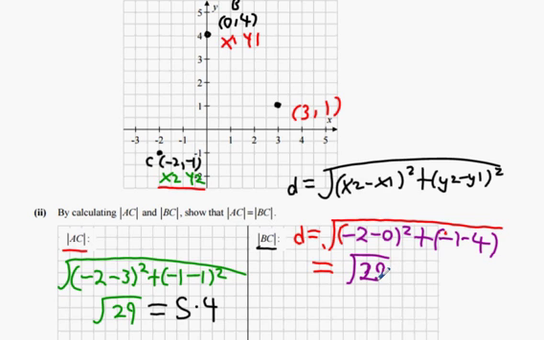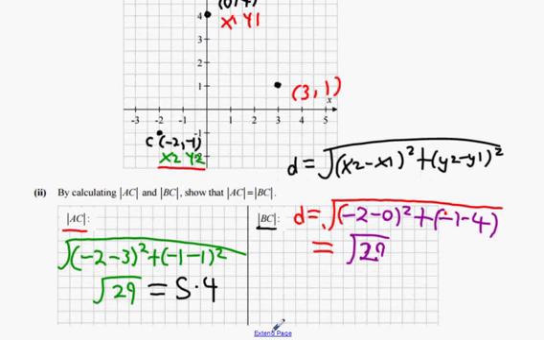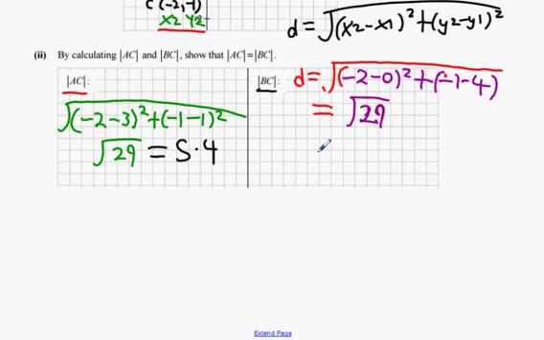29. And we're asked to show that it's the same. So that's the square root of 29, which is 5 point something. They're both the same. Show that the length of AC is the same as B to C. Are we right with that? Did anyone get that right? Completely right?